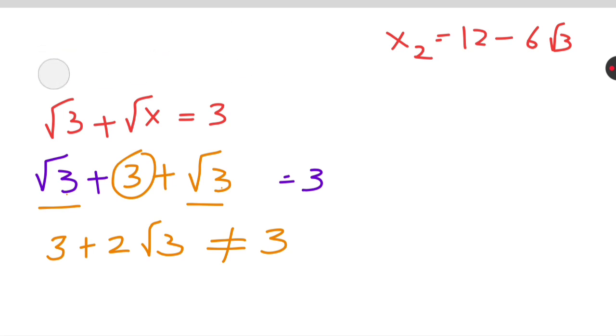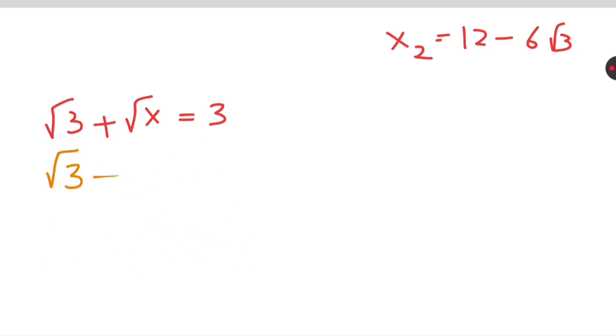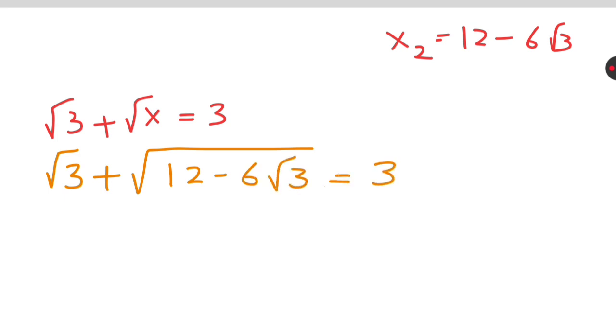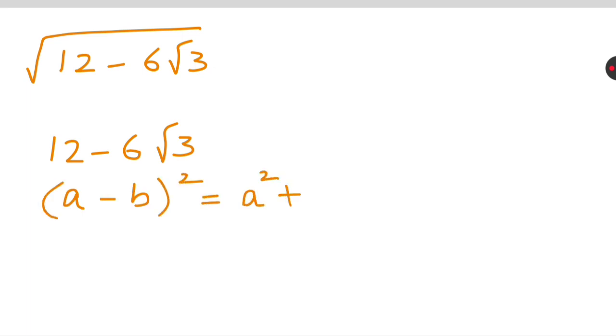Now let's take the second root, which is 12 minus 6 root 3. Now our x value is 12 minus 6 root 3, and you need to show that this sum is equal to 3. For that, first you need to find the square root value. If you write the expression 12 minus 6 root 3 in terms of (a minus b) whole square form, then it is easy to write. That's why I'm going to convert it into (a minus b) whole square form. The formula is a power 2 plus b power 2 minus 2ab.